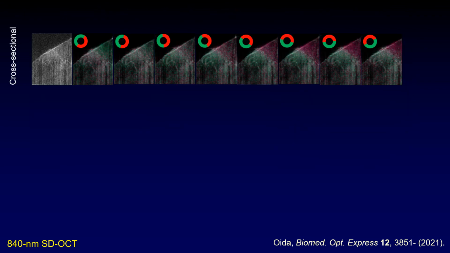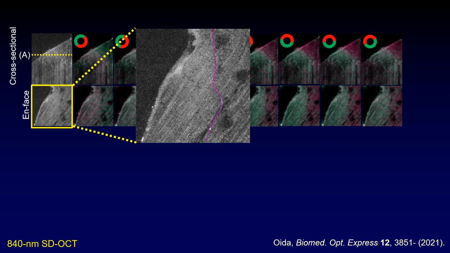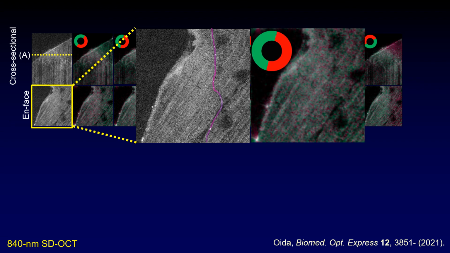In the cross-sectional image, we see a clear boundary between two tissue types. Also in the en-face images, we see the clear boundary. But in a standard OCT image, this boundary is unclear. Once we see the pseudo-color computational directional image, it is easy to identify the boundary.